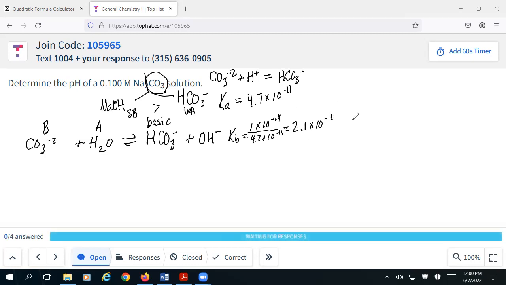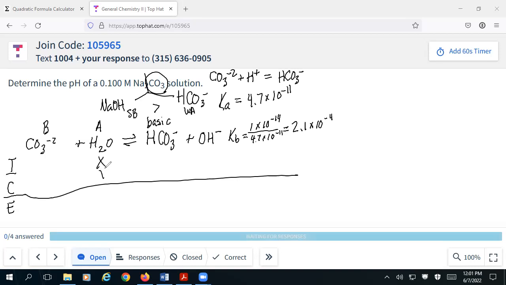So now we have a value of K. We can set up our ice table. Don't need anything with water. We're starting with a 0.1 molar solution of carbonate ion, zeros for everything else, minus X for the carbonate, plus X for the bicarbonate and for the hydroxide.